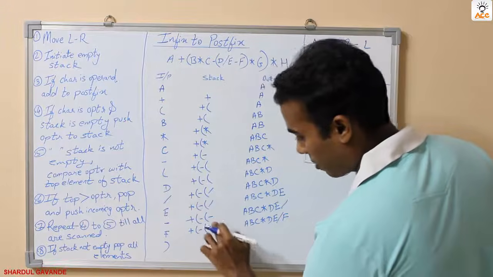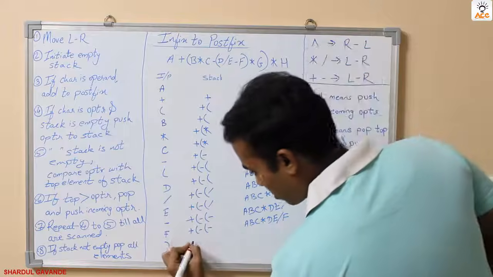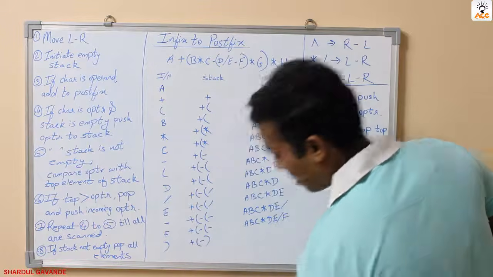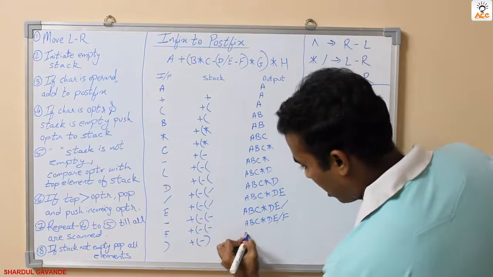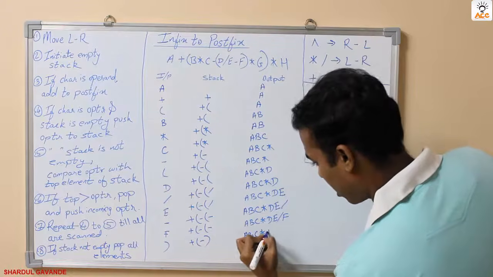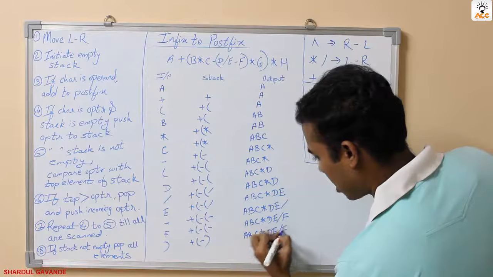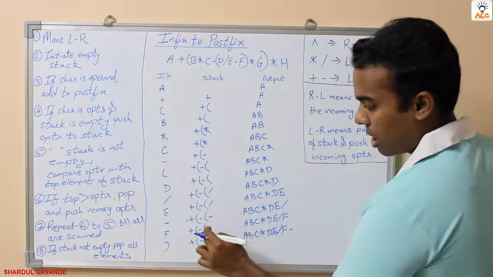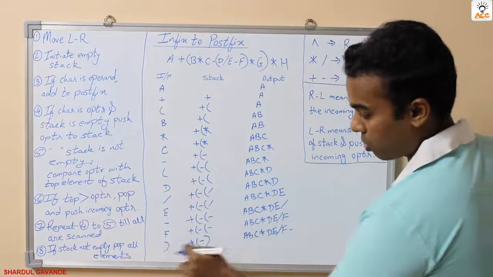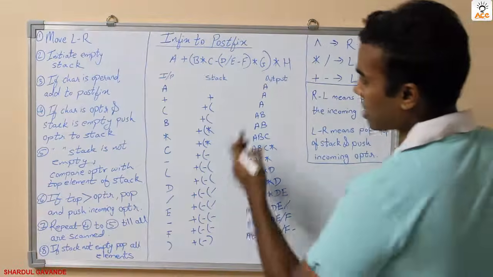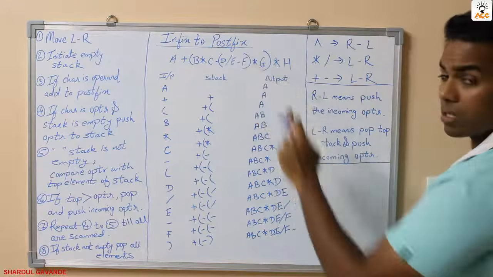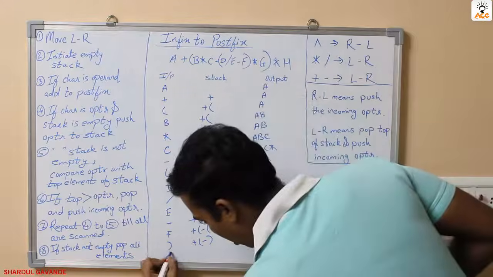As of now I have only minus and plus here, so the output will go A, B, C, star, D, E, slash, F, and then minus. This gets popped out, the left parenthesis goes, and the close parenthesis appears here. The next value after the close parenthesis is star, so we'll put star over here.